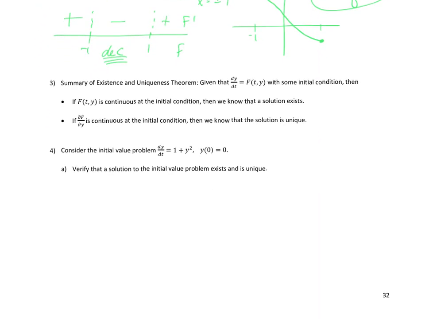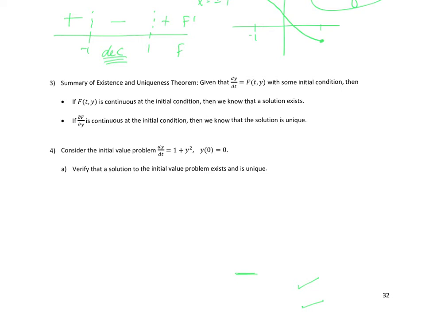All right, and then if the partial of f with respect to y is also continuous at the initial condition, we know the solution is unique. So here we just looked at the function. You just look at the function f of t, y. If that's continuous, you have existence. Then we look at the derivative. If that's continuous, we have uniqueness.